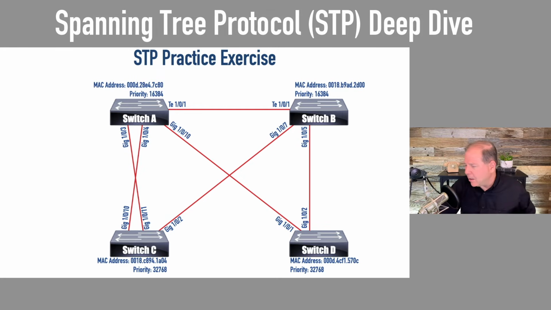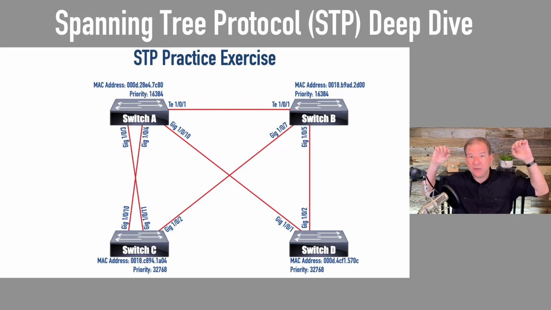Oh yeah, I saw 1 or 2 incorrect answers. Most people are getting it correct. Most people are noticing that switches A and B have a lower priority. Their priority is 16,384. That's lower than the default of 32,768. So it's going to be either A or B, but then we've got to go to the tiebreaker between them. Who has the lowest MAC address? Well, let's look at the first 3 hexadecimal digits in that MAC address. On switch A, we've got 000. On switch B, we've got 001. Yeah, 000, that's less than 001. So we're going to say that switch A is going to be our root bridge.